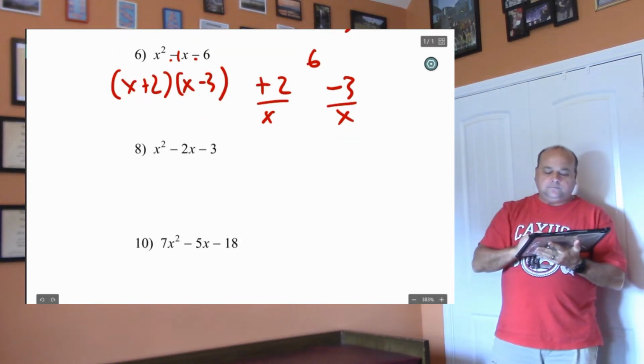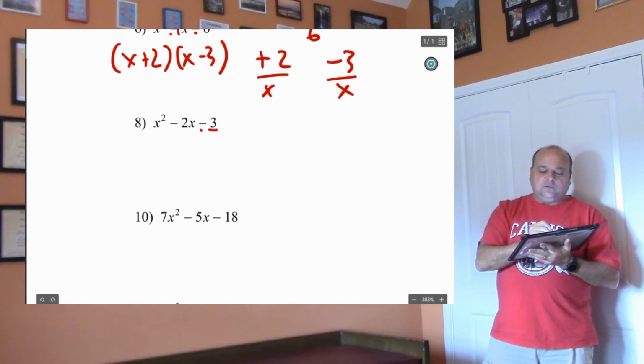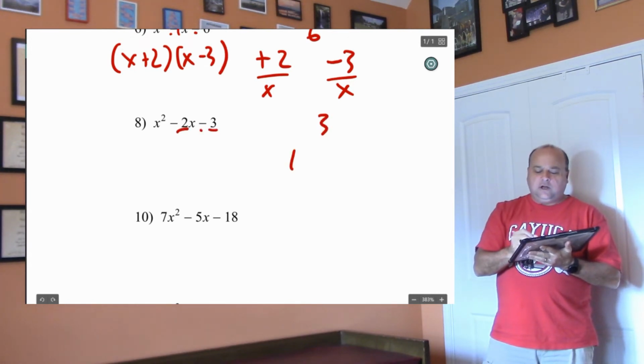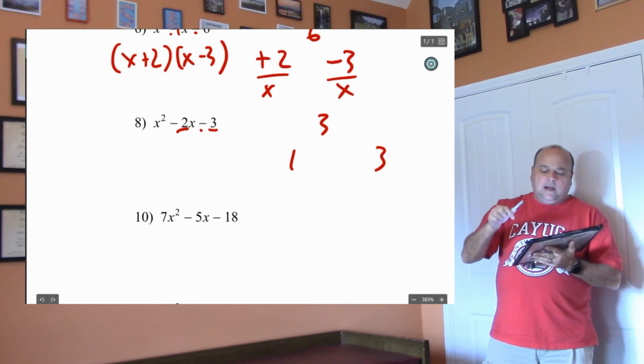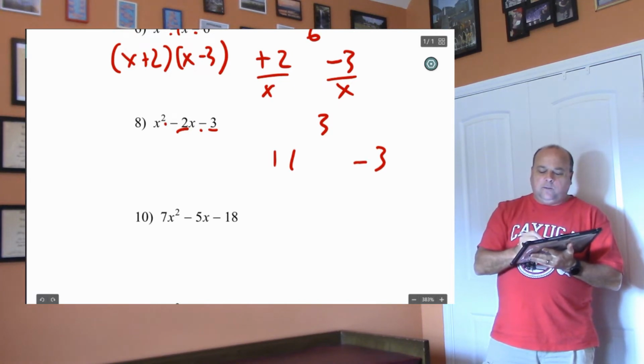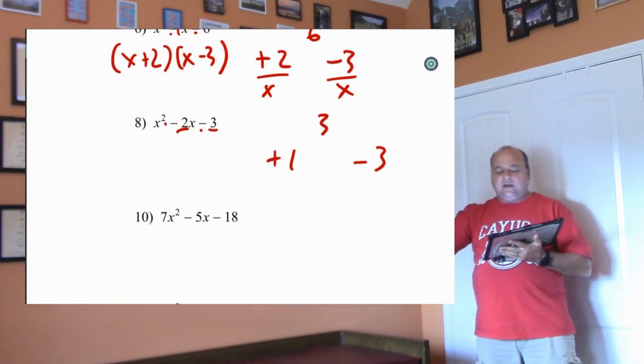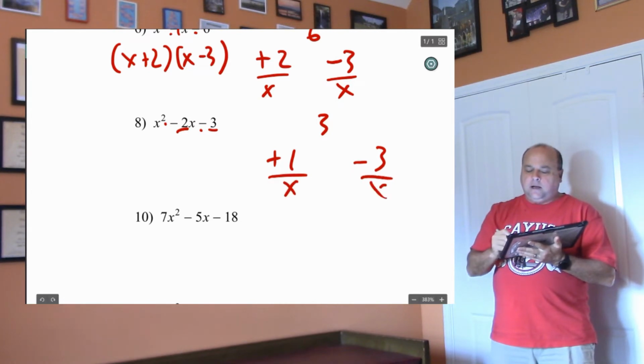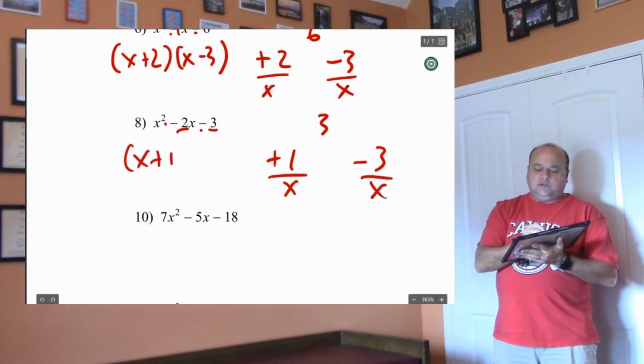Let's keep going. The factors of 3 that subtract and give you 2, that's just going to be 1 and 3. And then the 3 will be negative, the 1 will be plus. Plus 1 minus 3 is a negative 2. Put x on the bottom, and this will turn into x plus 1 and x minus 3.